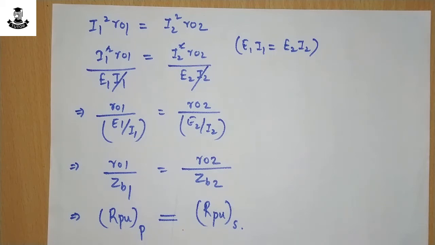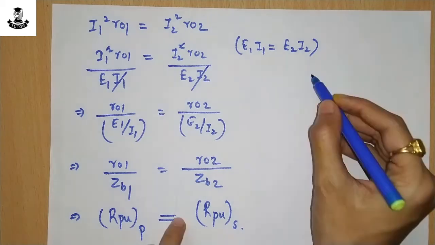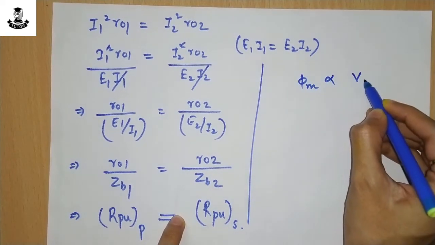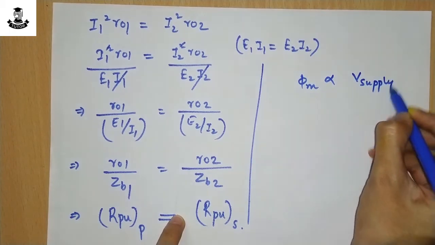Under no load condition, the current drawn by the primary winding will produce main field flux. The magnitude of main flux must induce an EMF which will balance supply voltage. Therefore, main field flux magnitude is proportional to the supply voltage. That is, main flux is proportional to the supply voltage magnitude.